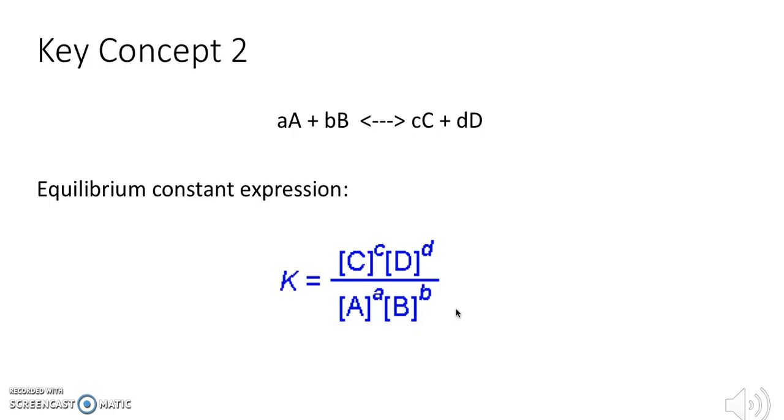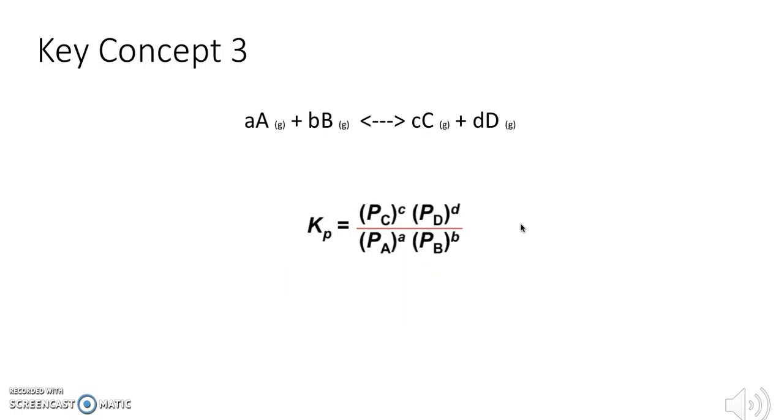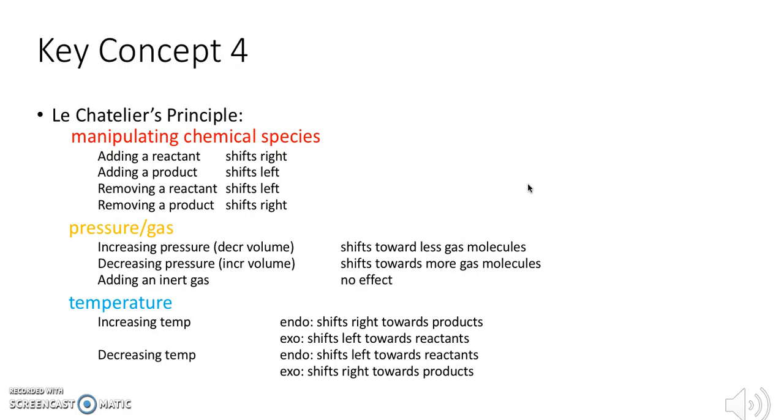So Kc is found by doing concentration of products over reactants, and the coefficient of each chemical species becomes its power. Kp is for pressure, and pressure is indicated by using parentheses, and similar to Kc, you would do pressure of products over reactants. Fourth key concept is Le Chatelier's principle.